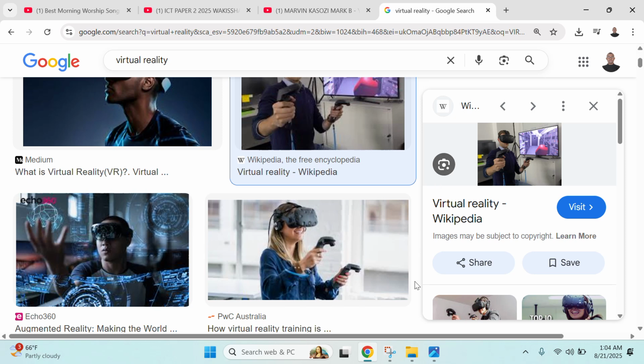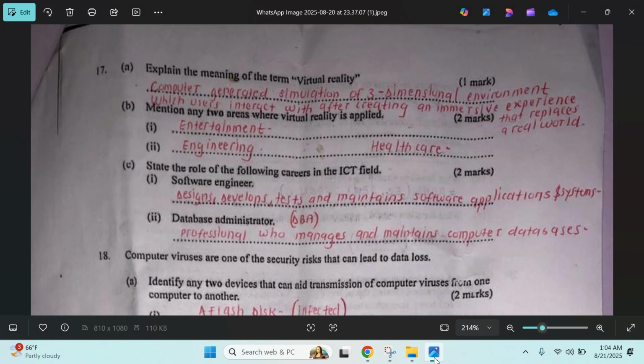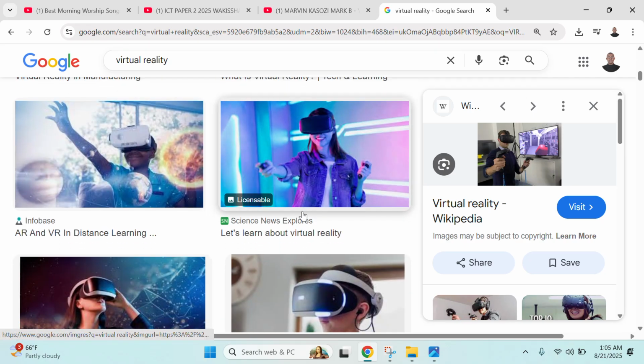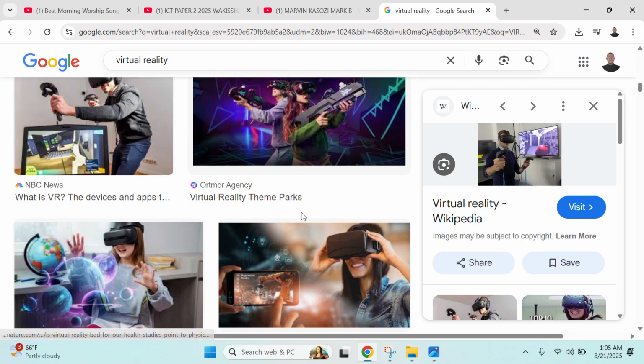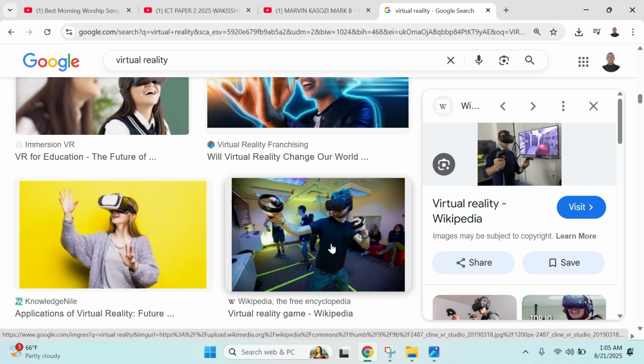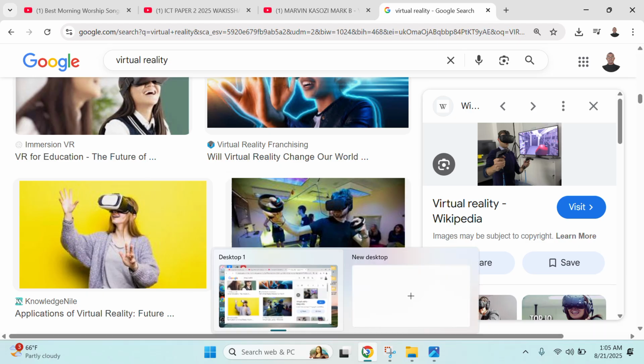It means an environment is created and it's enabling someone interact with it through an immersive experience, as if they're in the real world. So the images I'm displaying here are trying to explain that virtual reality terminology. People are in an immersive world, a 3D simulation through virtual reality. It's as if they're in the real world. That's the meaning of virtual reality.